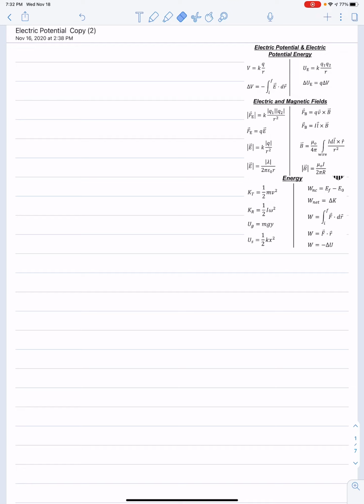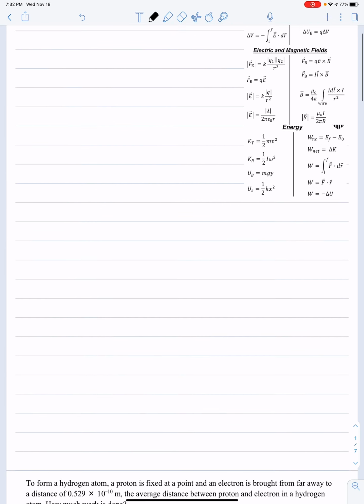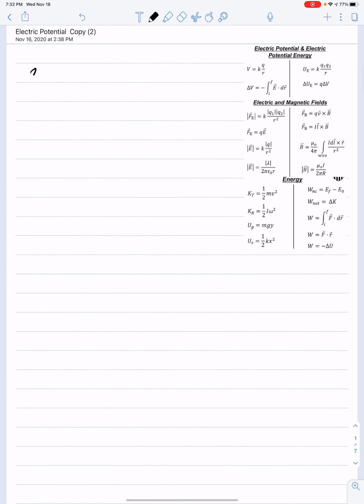And this is another class on physics, and we're going to be talking about electric potential and electric potential energy. To begin, let's talk about work, because it's a very big part of our subject here. So work is equal to force times distance times cosine theta. The distance and the force have to be parallel to each other.